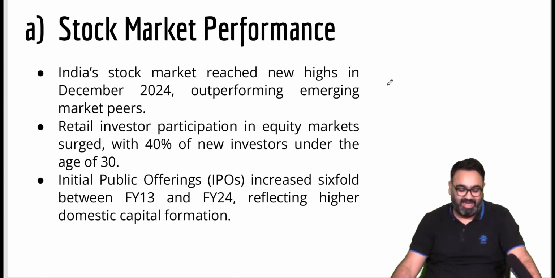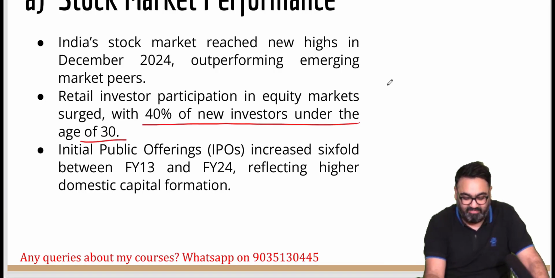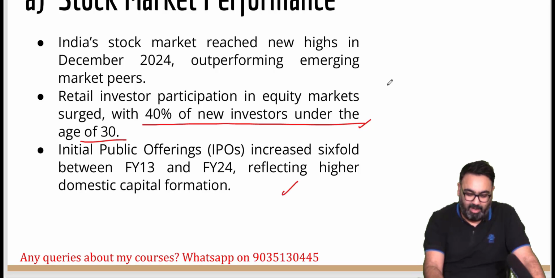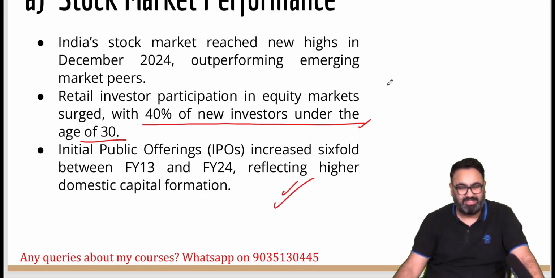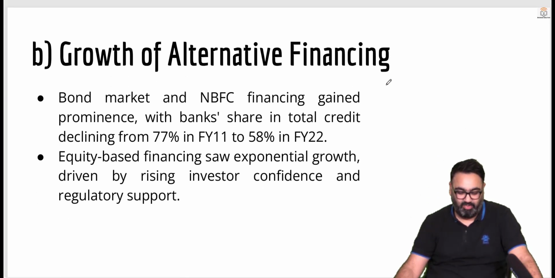An especially important sign is that the retail investors under the age of 30 have increased significantly. 40% of new investors that entered the stock market were under the age of 30. The number of IPOs, companies going public, has also increased, giving those investors more clarity and more options, and bringing these companies under the purview of SEBI and other regulators as well.